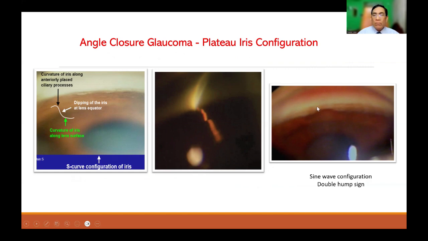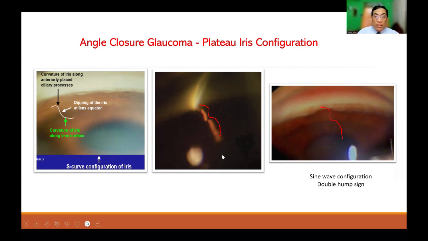And if you actually draw it here, you can see elevated here and elevated here. This is called the sine wave sign, or double hump sign. When you indent with the four-mirror gonioscope, you will find the indentation that causes a dipping in the equator of the lens.